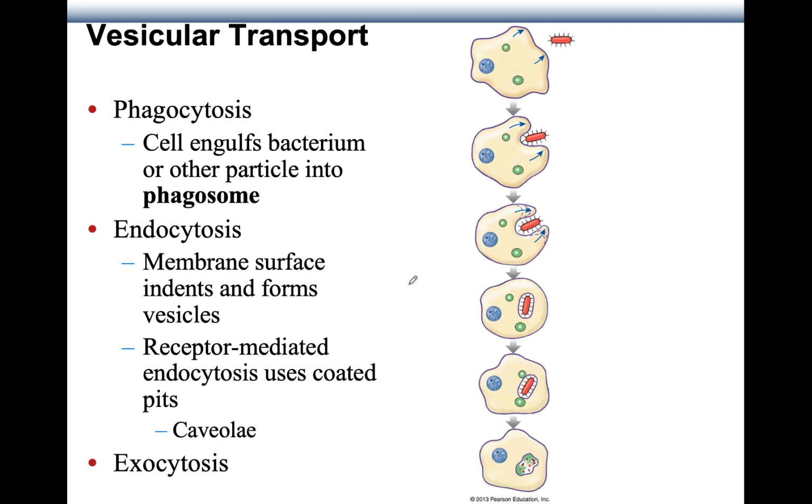Then we have some terms here. This should be a review from biology. Phagocytosis is when a cell is able to engulf another particle or cell internally to digest it. This is an example of phagocytosis here.